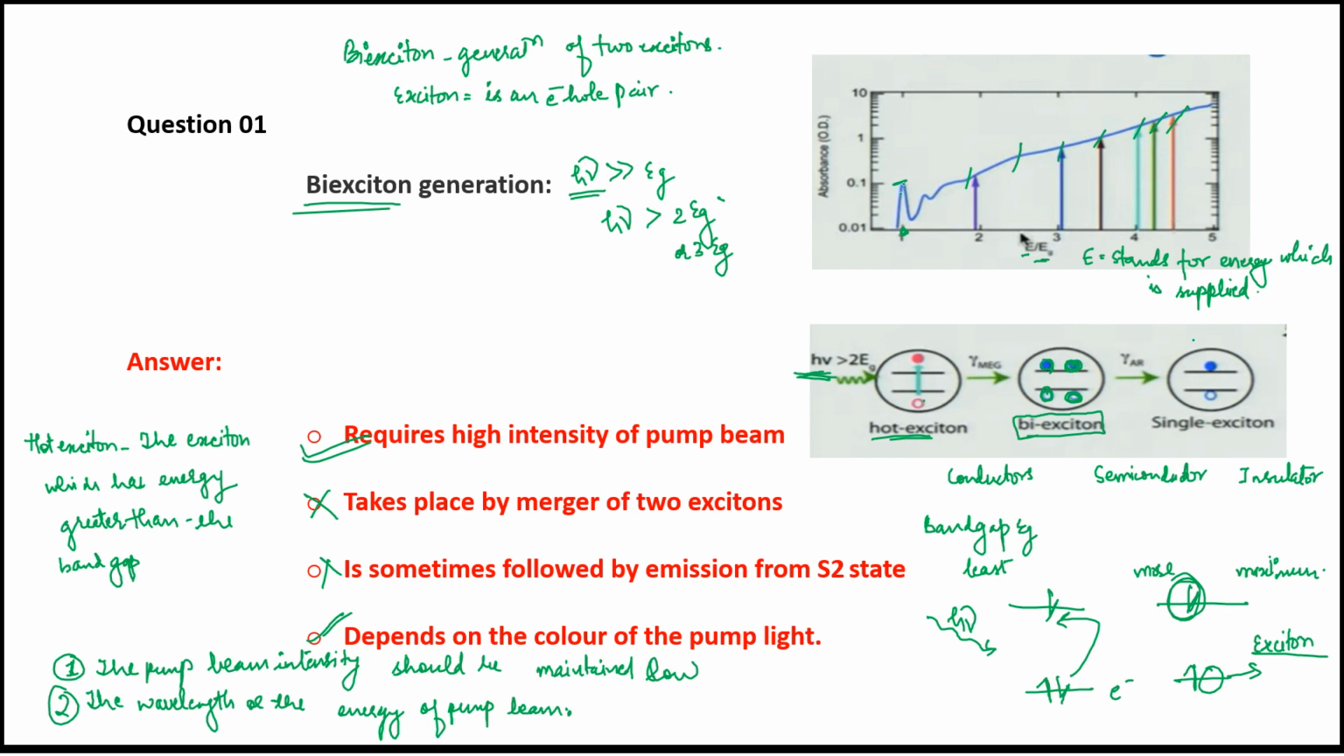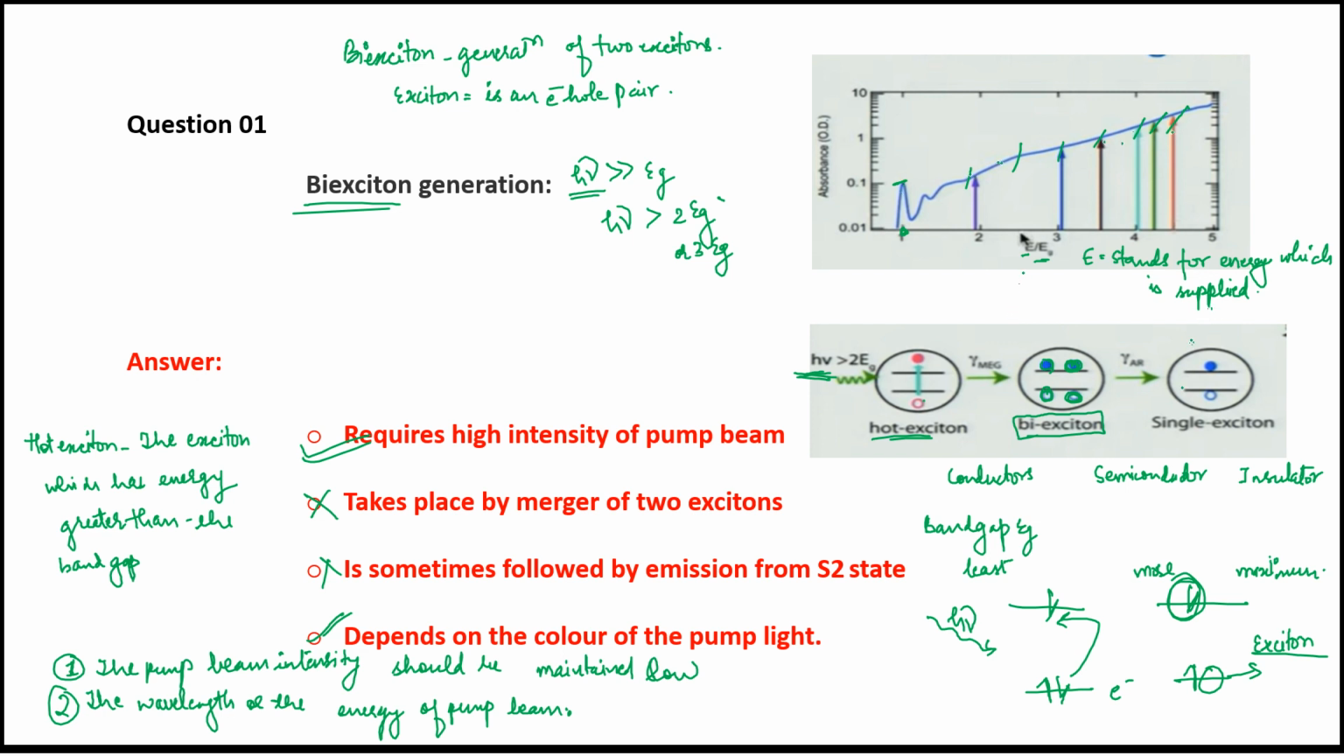In the other cases, if the energy provided to the system is quite greater than the band gap energy, there will be further absorption happening at the other stages. And this absorption states that there is some amount of energy that is still absorbed by the system which is used for the bi-exciton generation.